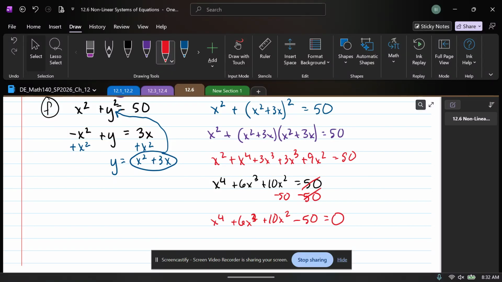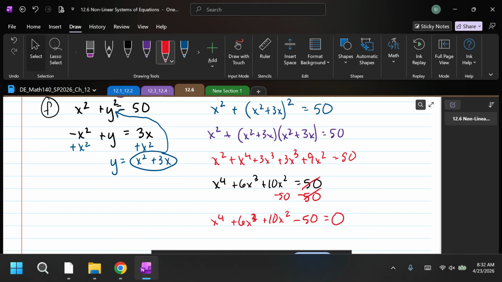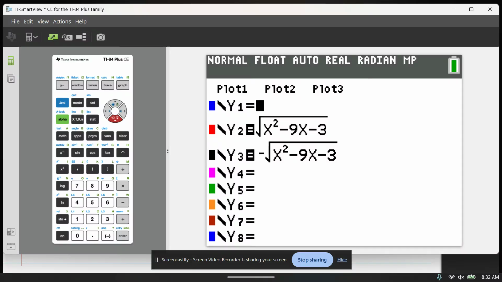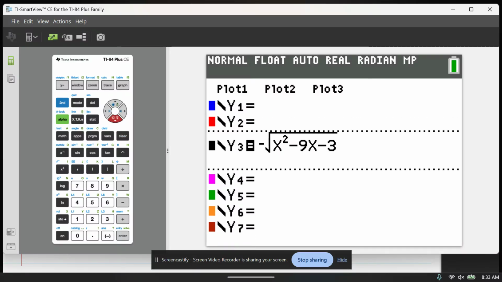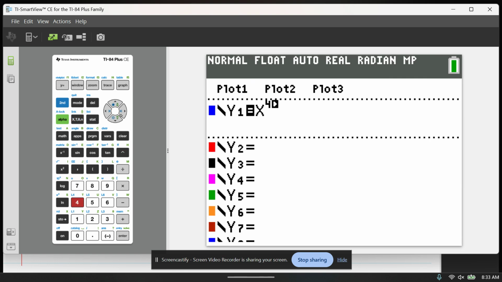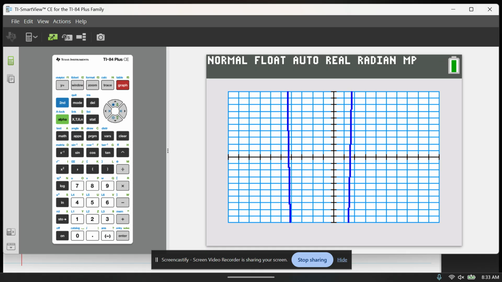Now, how do we solve a polynomial? Well, the first thing I'm going to do is graph it, see if it crosses at some nice places. I'm going to clear out this other stuff. So I have x to the 4th plus 6x to the third plus 10x squared minus 50. I see it crossing, but it's not at nice places.